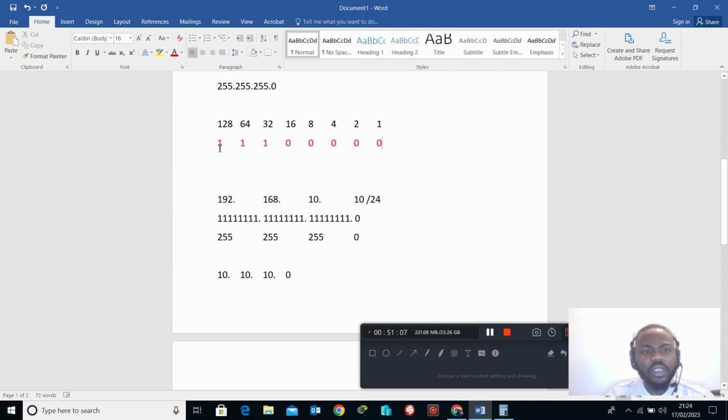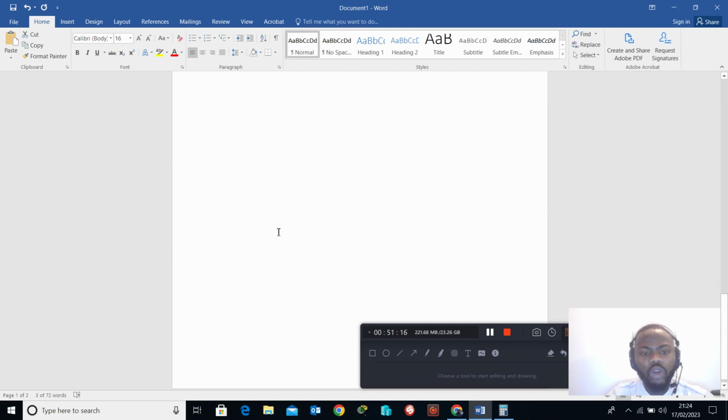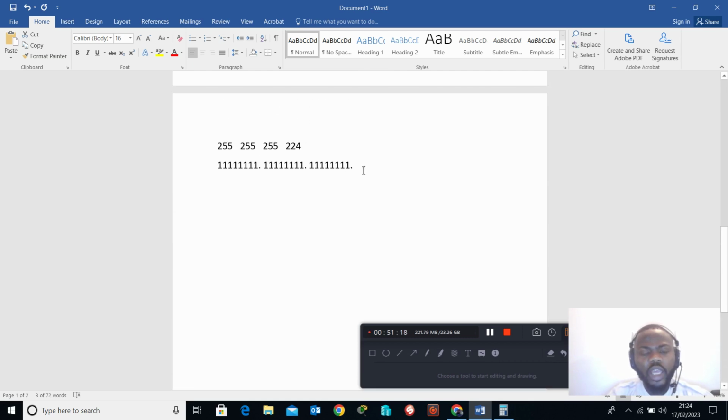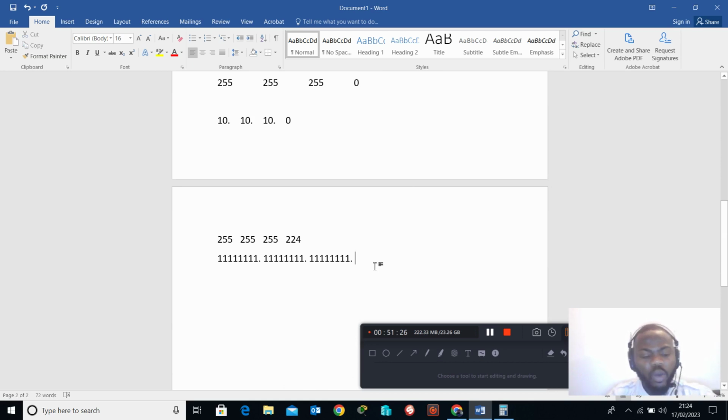If you add all this together, 128 plus 64 plus 32, you are going to get 224. So what they have done to us here is to say, how many ones is that? We have 3 ones and 5 zeros. So you are just going to come down there and say, we have 1, 2, 3, 1, 2, 3, 4, 5. And that's what they've done for you.